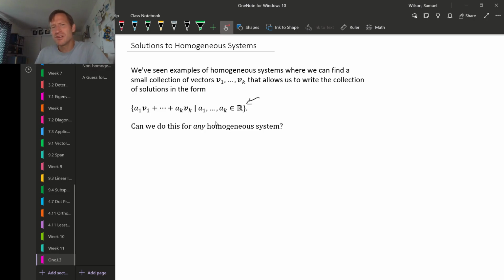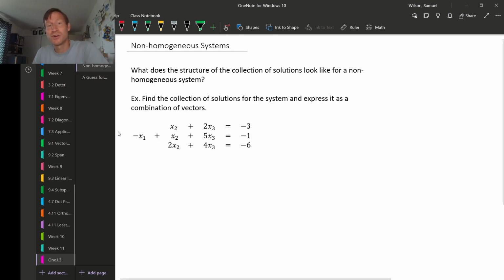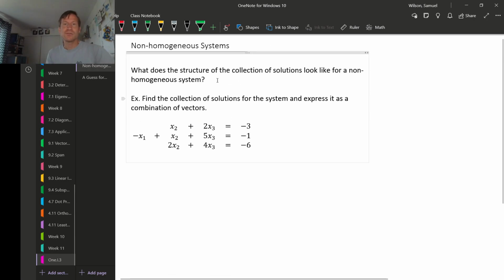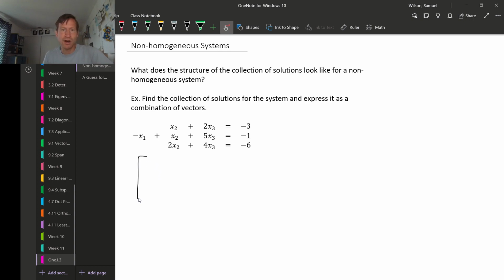To get some idea for what that might look like, let's solve one more non-homogeneous system and see what the solution set looks like when we write it vector style. So to solve this, let's write down the augmented matrix that represents this. We're going to need 0, 1, 2, minus 3, minus 1, 1, 5, minus 1, 0, 2, 4, minus 6.